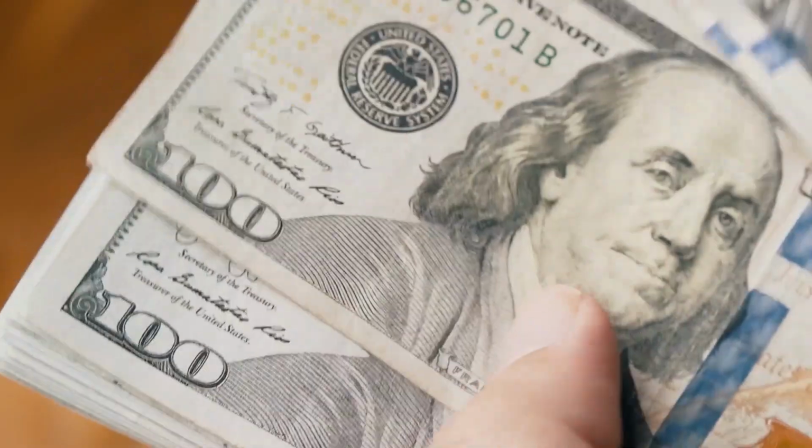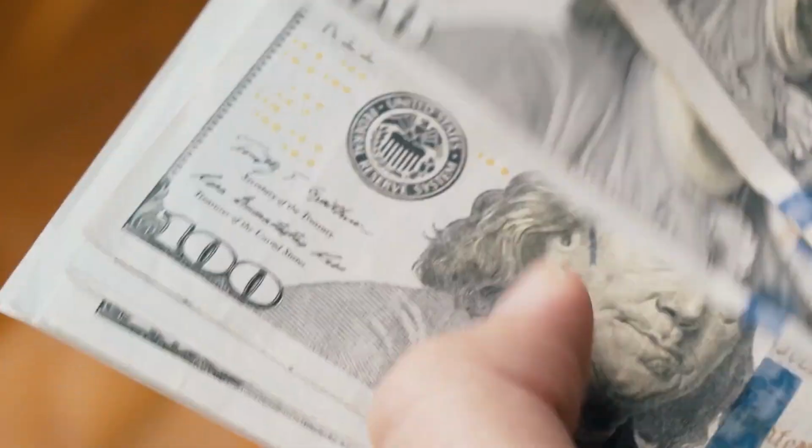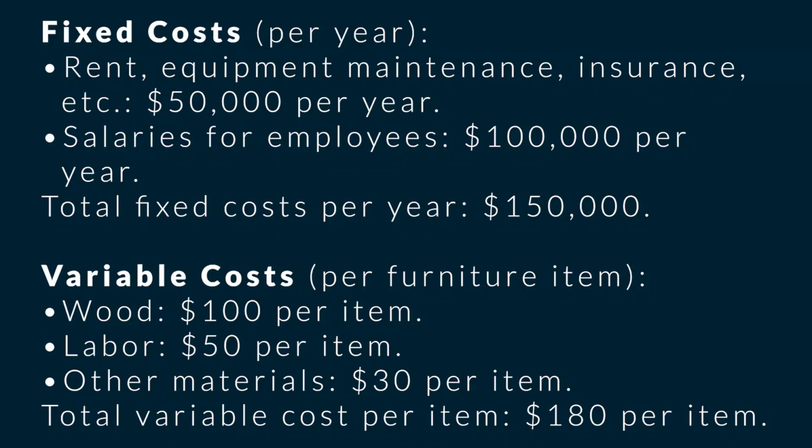It's like I gave you $100,000. Now you just can't say, yeah, I'll give you 20% back. You need to understand, from this $100,000, what is the cost of doing whatever I'm doing, first of all. So the cost in this case, we're talking about fixed cost per year. That will be rent, equipment, maintenance, insurance, that is $50,000 per year. Salaries for employees, again, $100,000 per year. So their total fixed cost is $150,000.